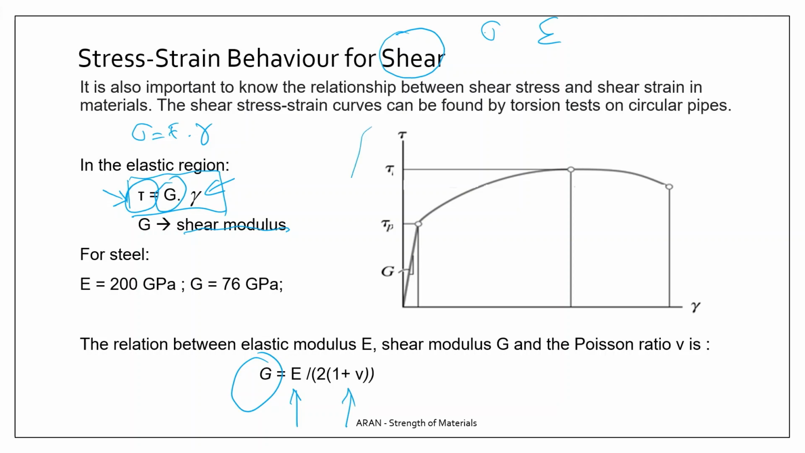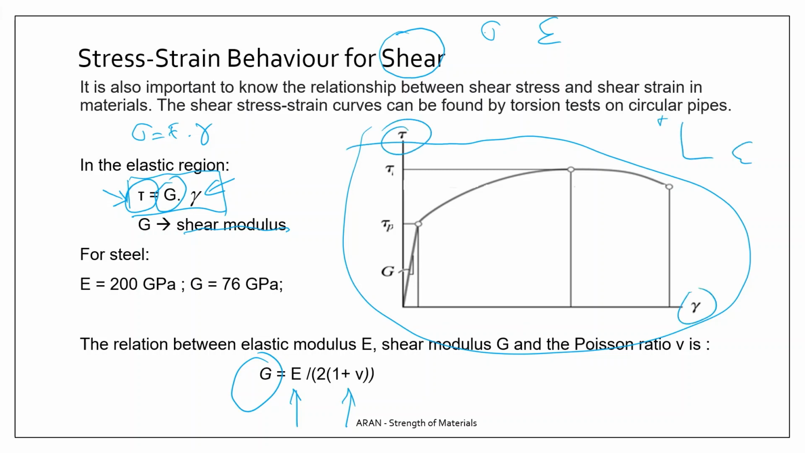So you have a similar curve like sigma epsilon. Now we have the tau gamma curve. This is also typical for the material. And for steel, for example, E is 200, 210, G is 75, 76. These are typical values. G is also a lattice property. Typical for its lattice, it cannot be changed by heat treatment and similar treatments.